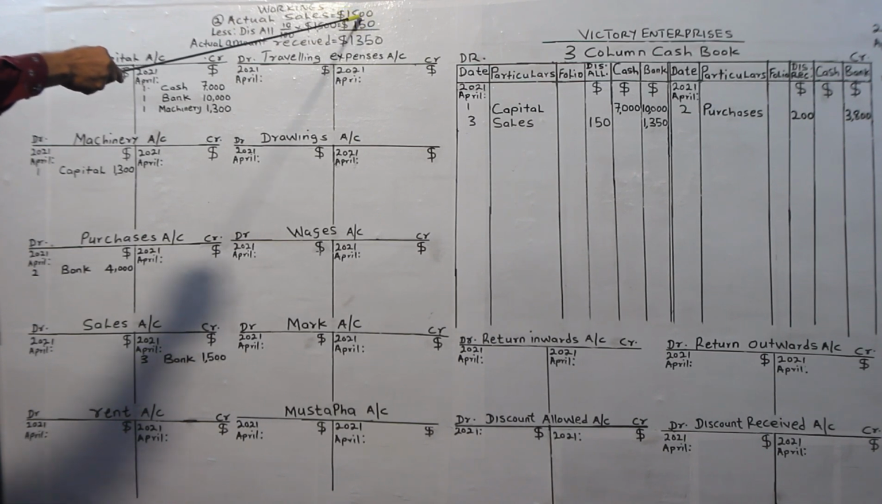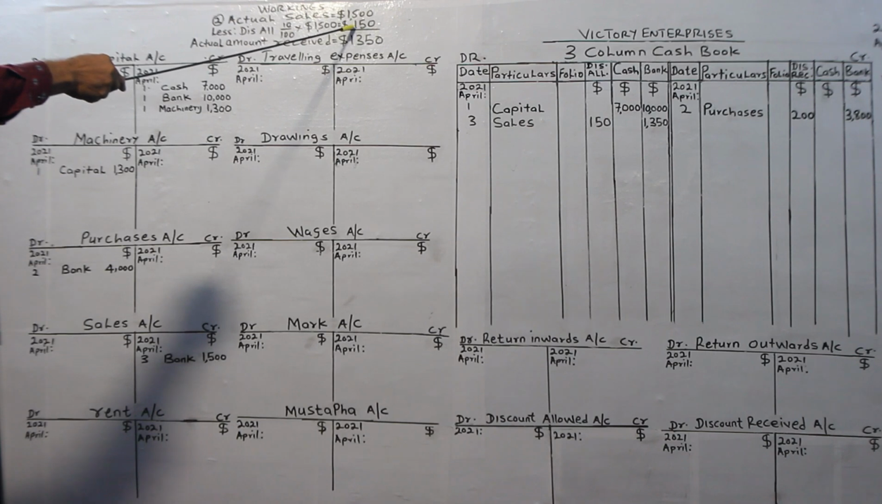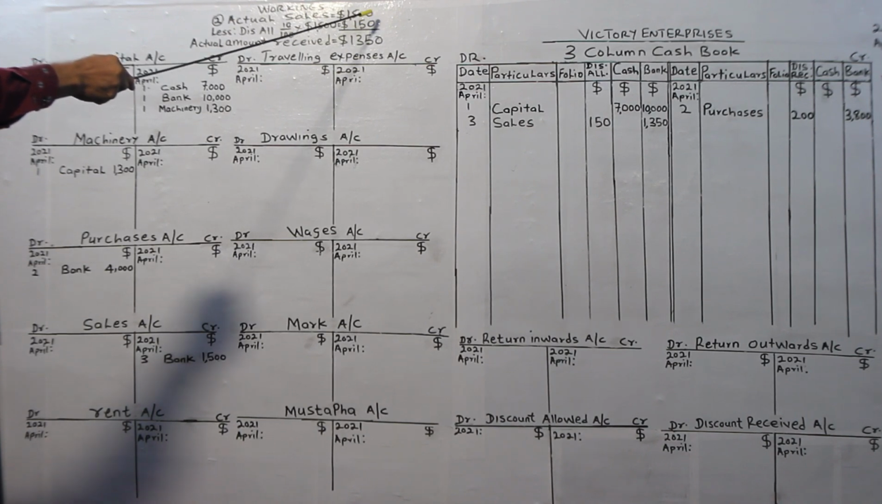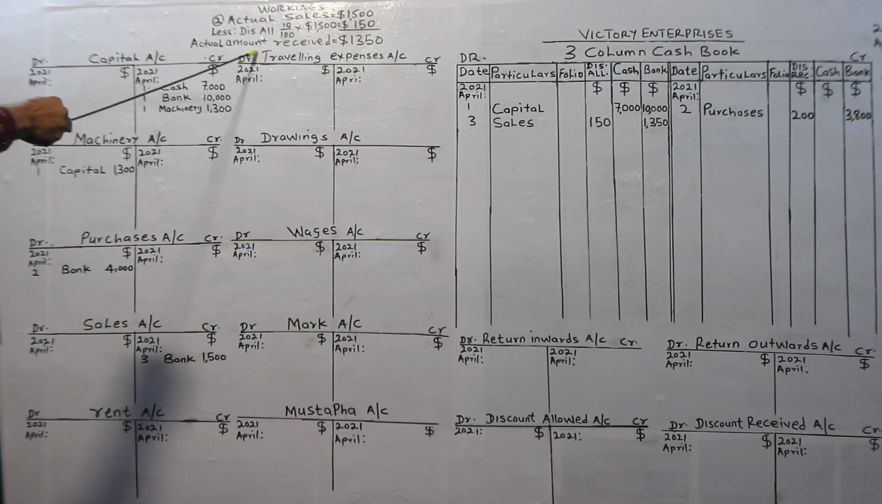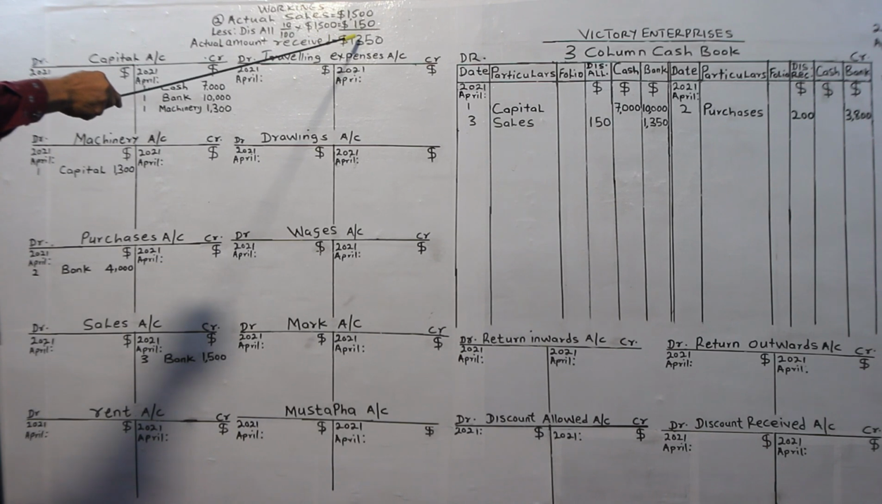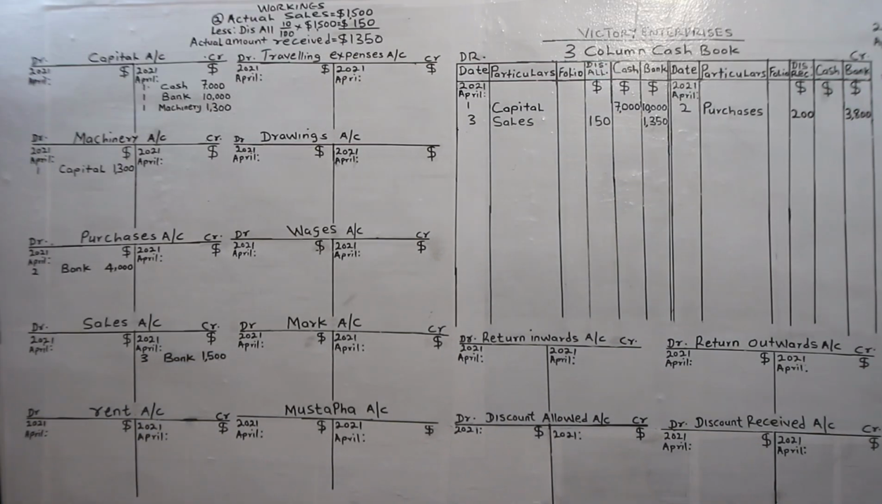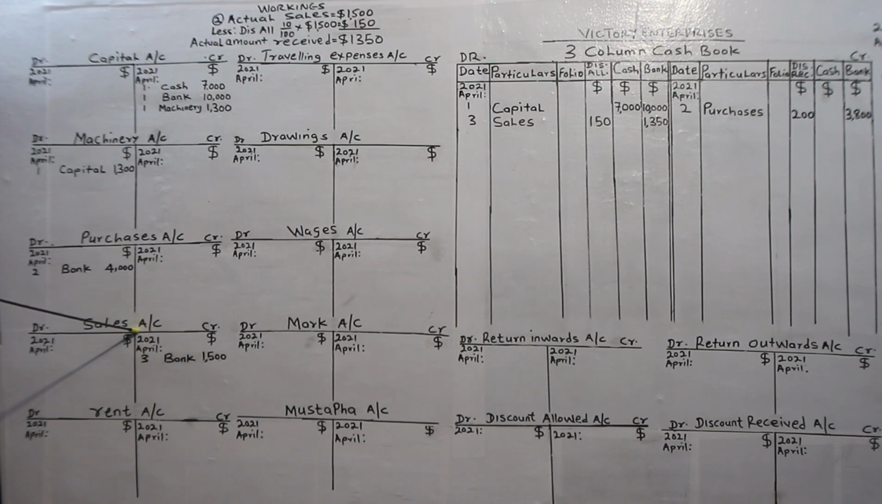Then $1,500 less discount allowed of $150 now gives us $1,350. This is the actual amount received from sales by the cashier. So we credit the sales account with $1,500 on April 3rd, 2021. Note that it was the full amount of sales made, $1,500, that was credited to the sales account.